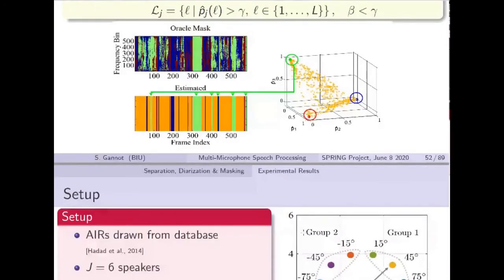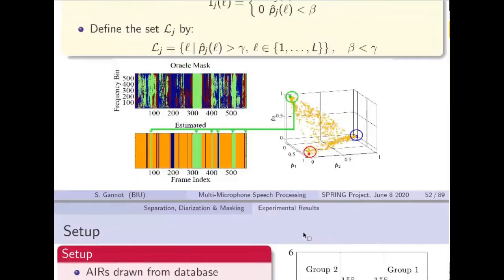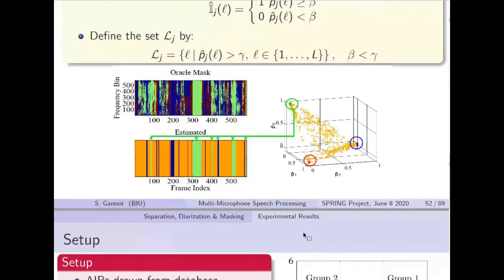Sharon? Yes. In this, you are assuming that the speakers are static, right? They don't move. Yes. Because over time, it's the same eigenvector, so it's the same.